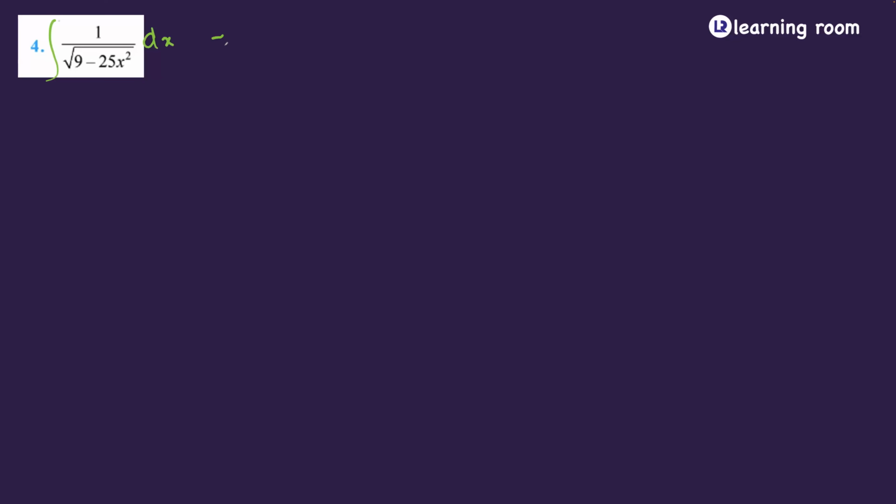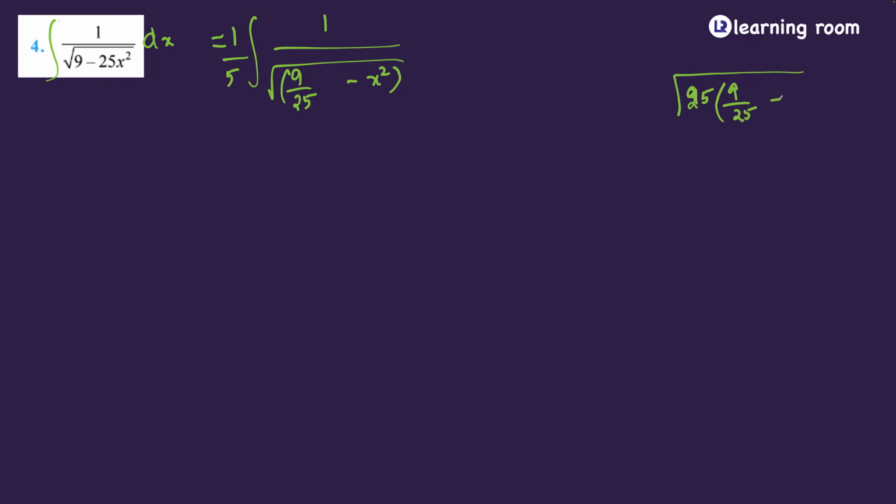So when I take out 25, I get the integral of 1 divided by square root of 9 by 25 minus x square. Right? I'll do a rough work and show it. It is going to be 25 into (9 by 25 minus x square). Am I right? So 25 coming out of the square root will be 5. So the answer will be 1 by 5 times this value, root of a square minus x square.